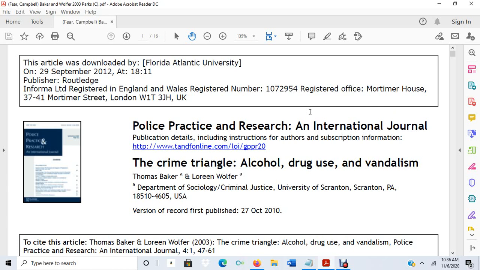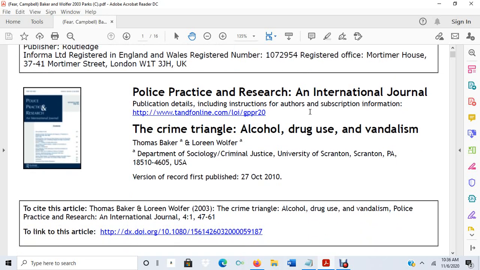Sometimes this is easy to figure out. Sometimes they mention it in the abstract. Other times you'll have to get a bit more creative and dig deep into the methods section of the article itself. So I have here once again the Baker and Wolfer crime triangle article. Let's go ahead and take a look at it now and see if we can identify the type of sampling strategy that they used.